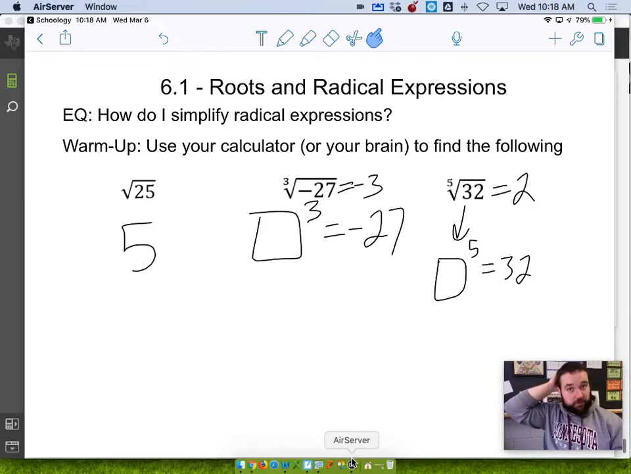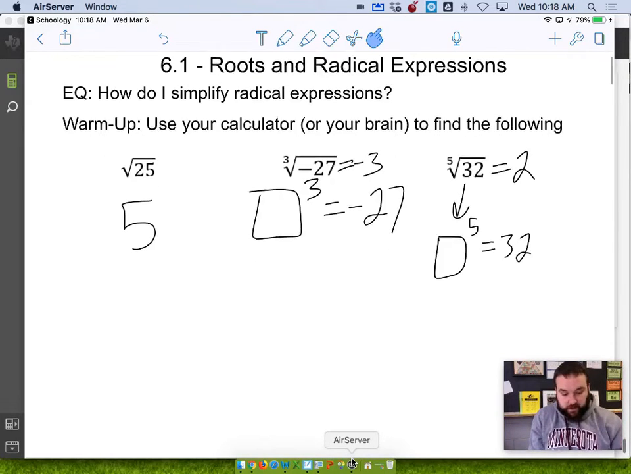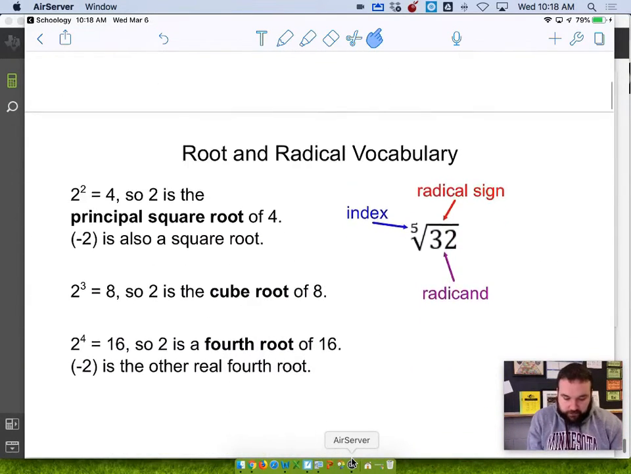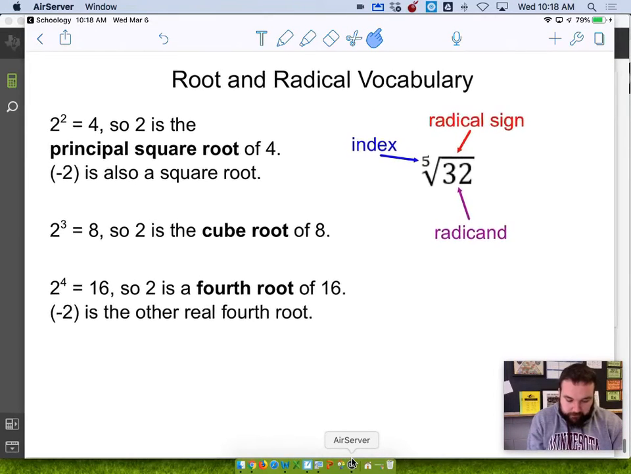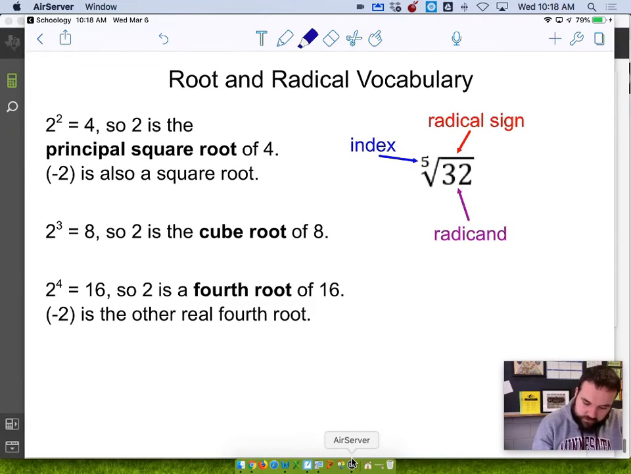Again, you may have been able to do that in your head, but I do want to talk a little bit about the vocab for those things. Really, these words on the right side are the big ones that I need you to know. That little number, in this case the number 5, meaning the fifth root, is what we call the index of the radical. So the small number is the index.